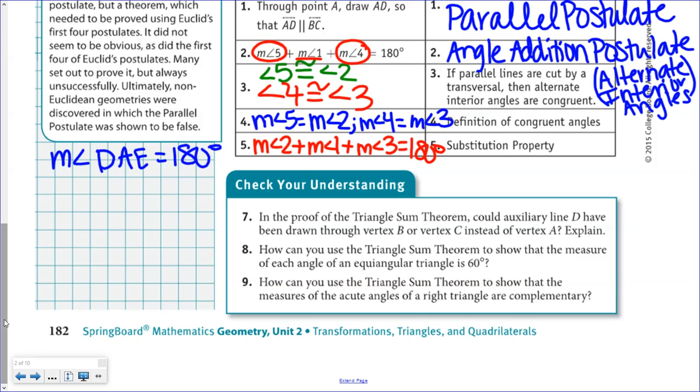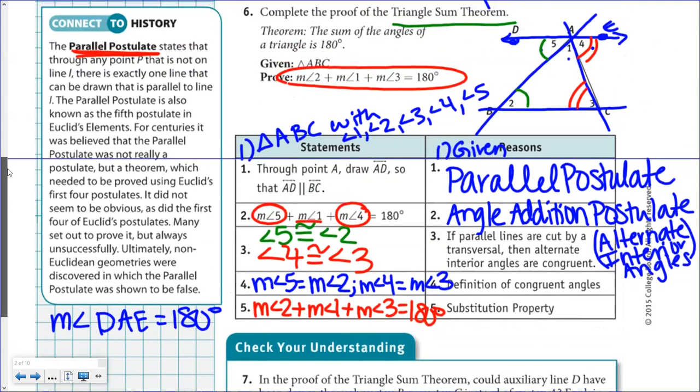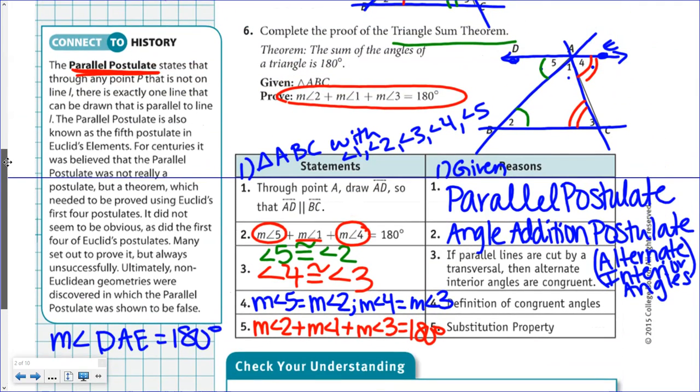We just would have needed to make sure if it had gone through B, that the line was parallel to AC, or if it had gone through C, that the line would have been parallel to AB. So you could have done it through any of the three. You just needed to make sure you had a pair of parallel lines.